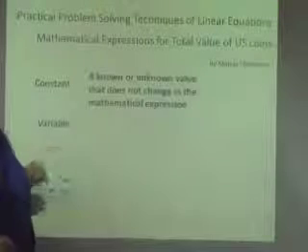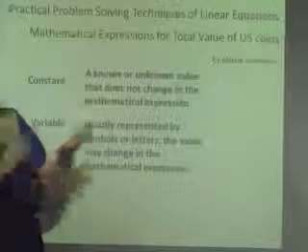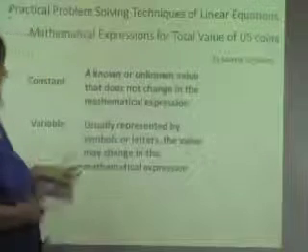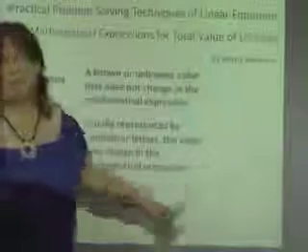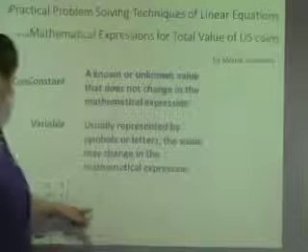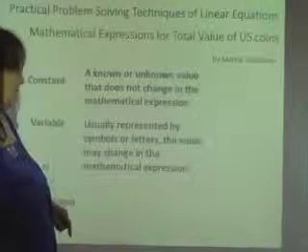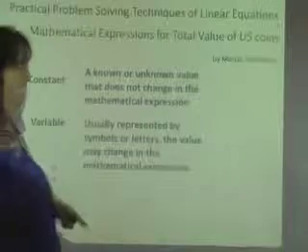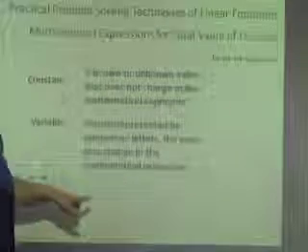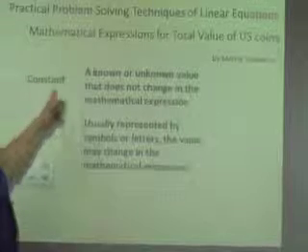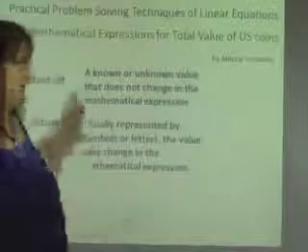A variable. Go ahead. Usually it's represented by a symbol or a letter. This value, keyword, may change in the mathematical expression. Next. Coefficient should be under here. Go ahead. A coefficient has two conditions. One, it must be multiplied, and it must be a constant. So in order to have a coefficient, you're going to have a combination of a constant and a variable. Okay? The constant is the coefficient. Go ahead.